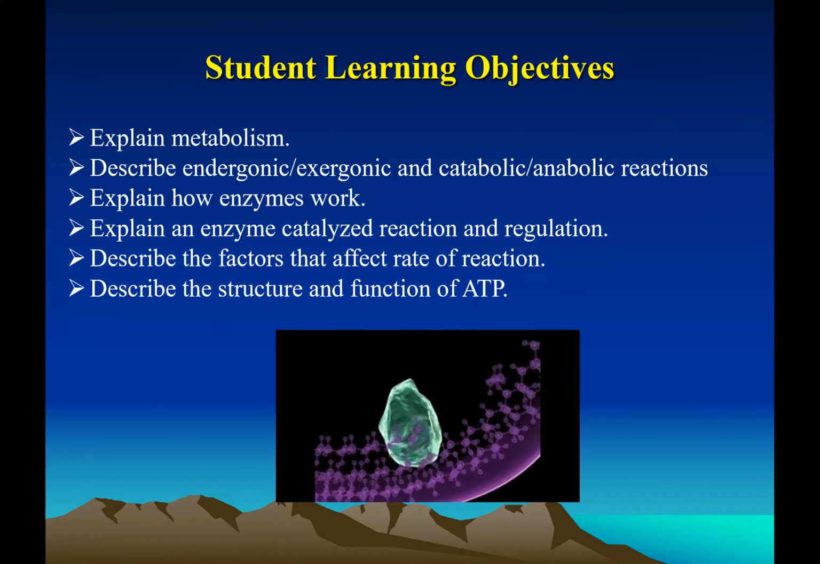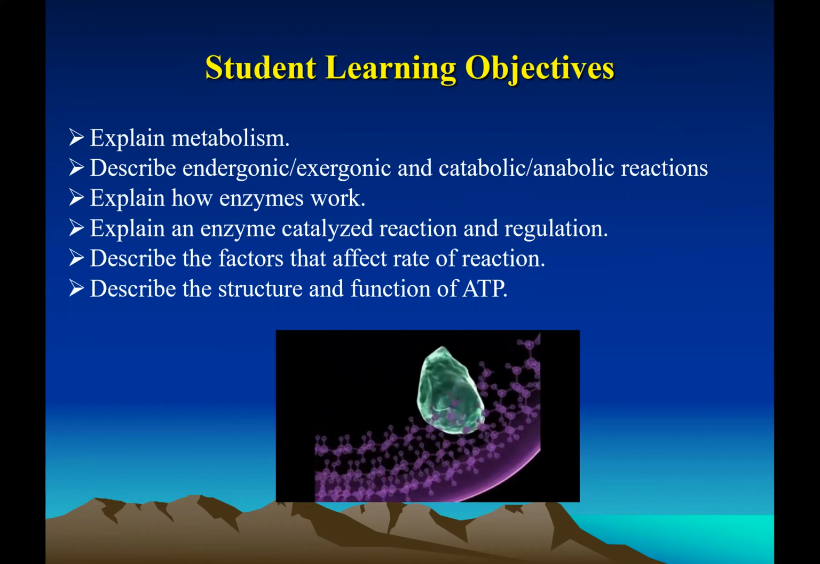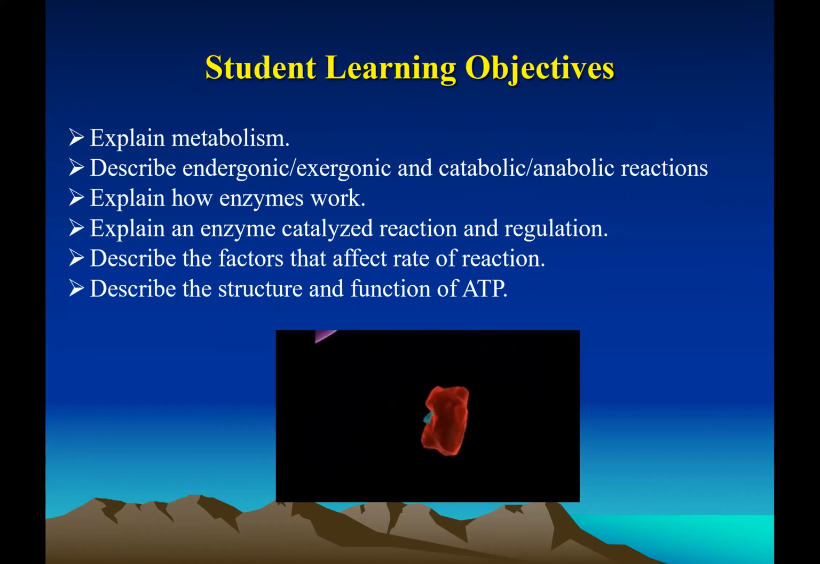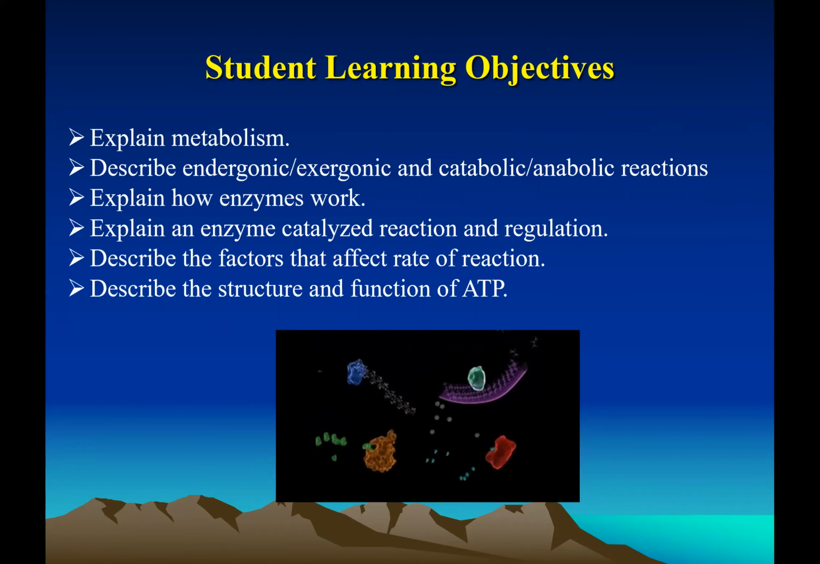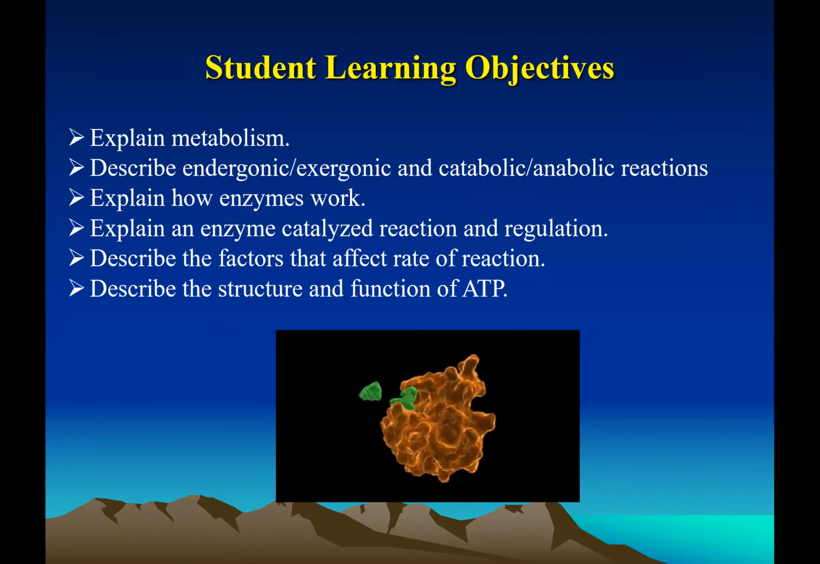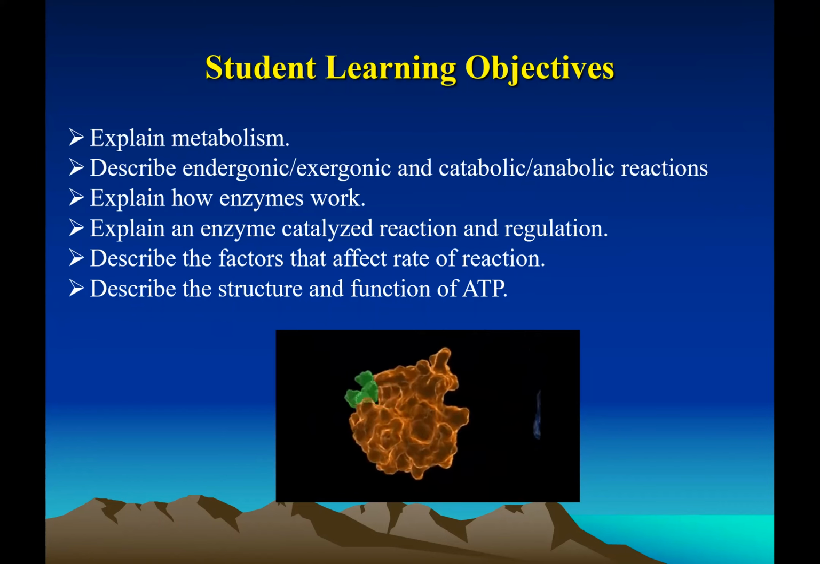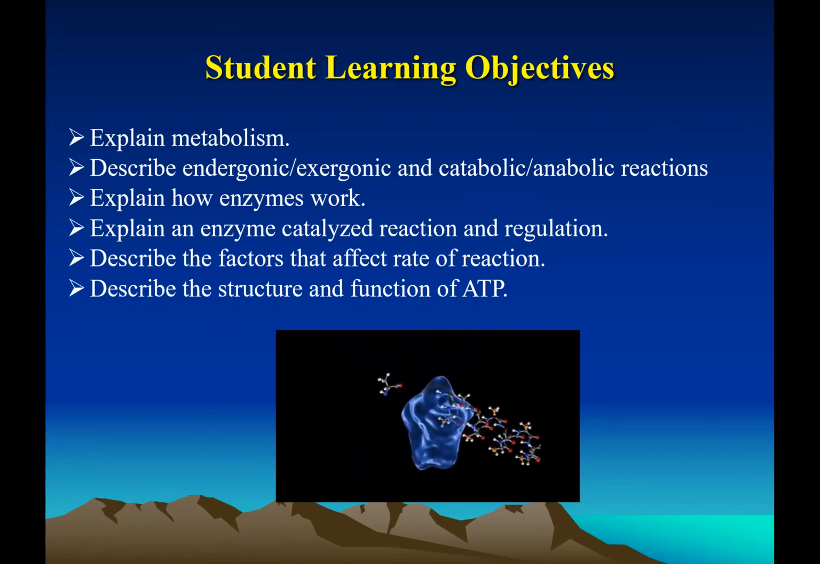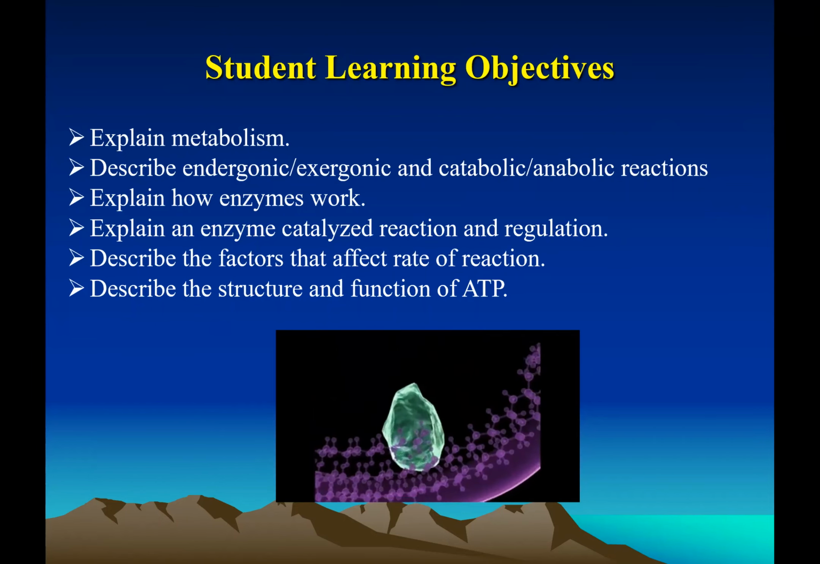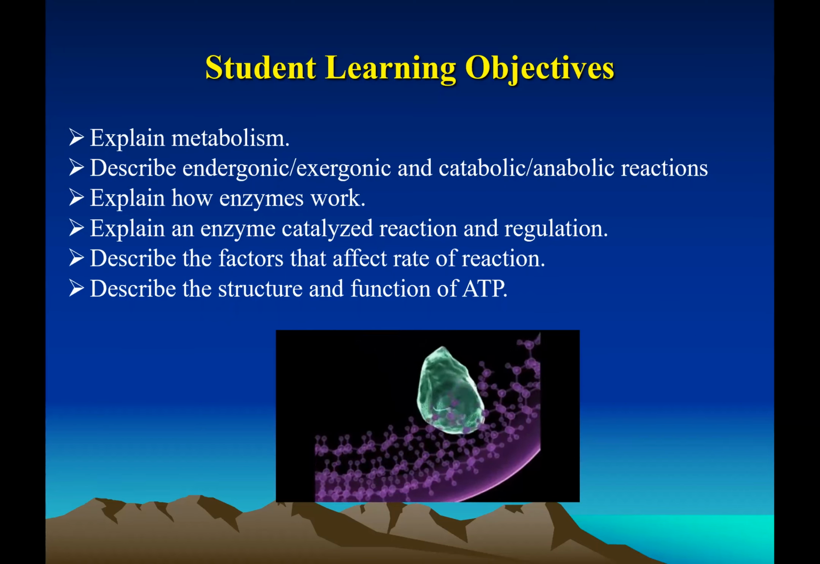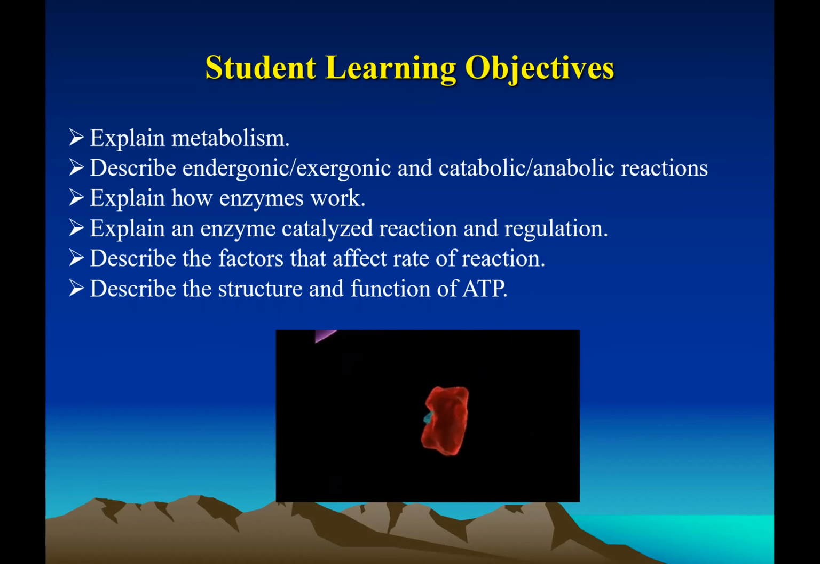in the human body. We'll try and understand different types of chemical reactions where enzymes are involved. It can either be anabolic or catabolic, endergonic or exergonic. We'll also talk about how enzymes work, some of the features of enzymes, the factors that affect enzyme activity.